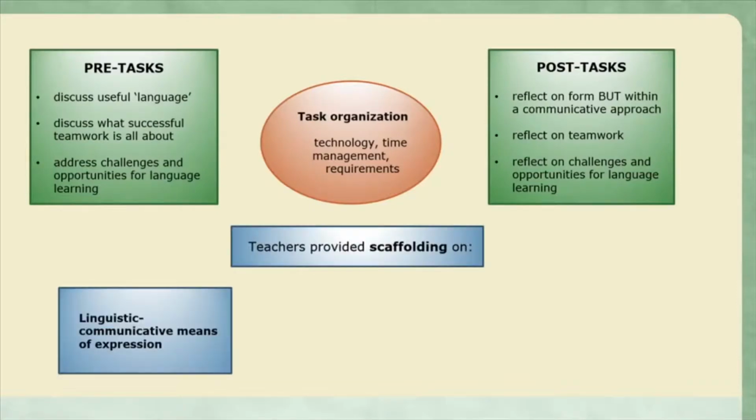The first one had to do with linguistic communicative means of expressions. So before the first meeting in November, the teachers talked about useful language in class. So in small groups, they talked about vocabulary, phrases, collocations students could use when meeting their partner for the first time. The same happened with the reflective task. There was a chance to talk about task performance.